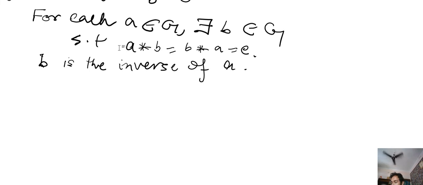Okay, and it is denoted by B is equal to A inverse. This also implies that A is equal to B inverse. In other words, the inverse of B is A.